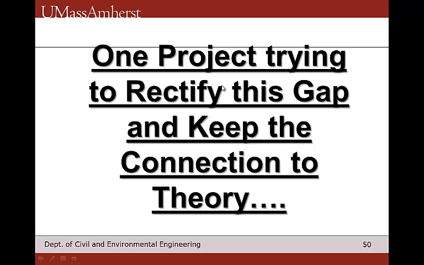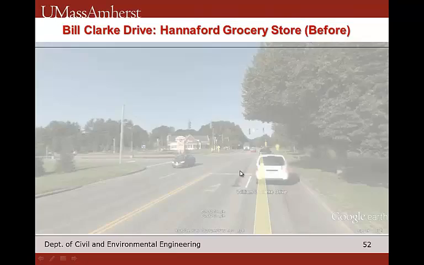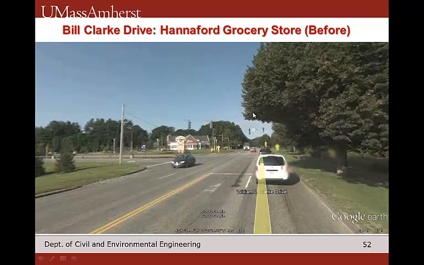All right, so here's one project that's trying to rectify this gap and keep the connection to theory. This is Bill Clark Drive, which I showed before, and here are some before and after landscapes. This is before reconstruction, and you can see a signalized intersection, kind of a T intersection with Bill Clark Drive. Bill Clark Drive is this road here, and this is the arterial that connects to Interstate 95, the main turnpike. This is Bill Clark Drive before the construction. There's a grocery store right here and a bank, another signalized intersection.